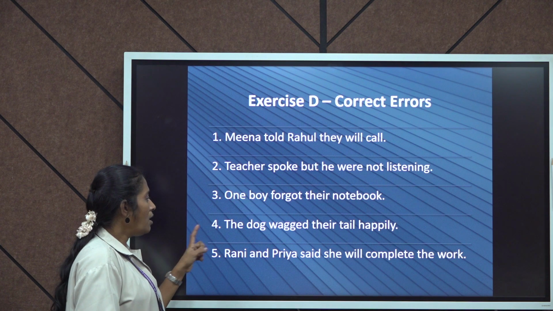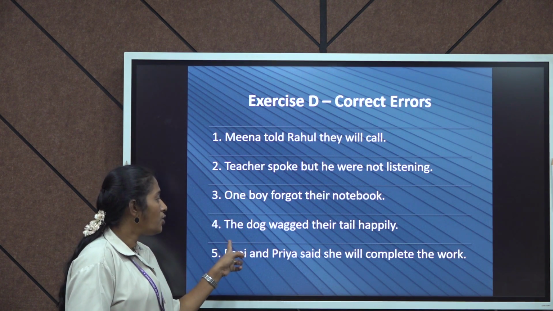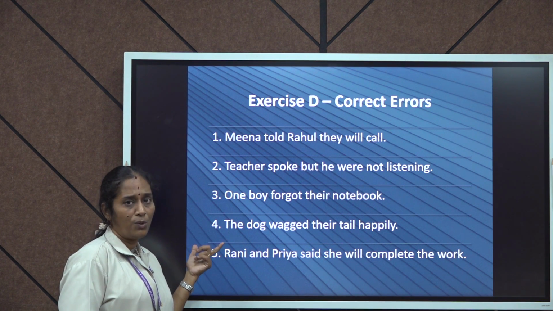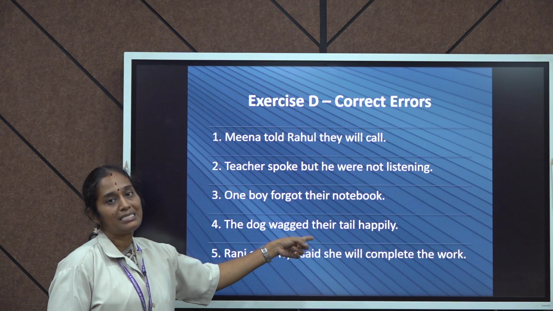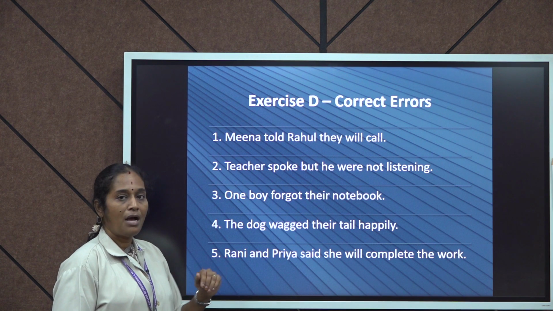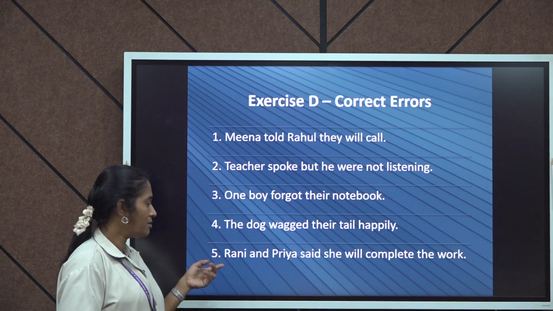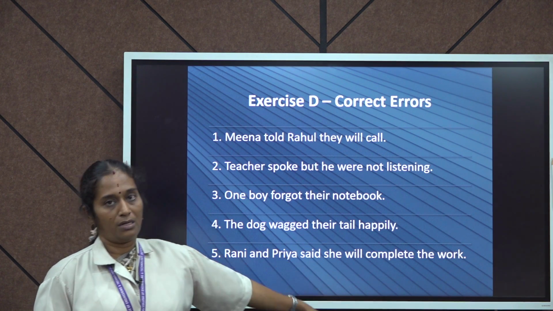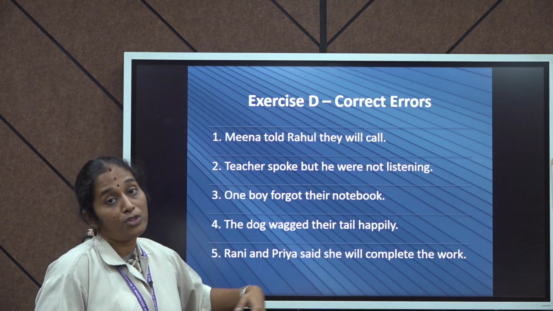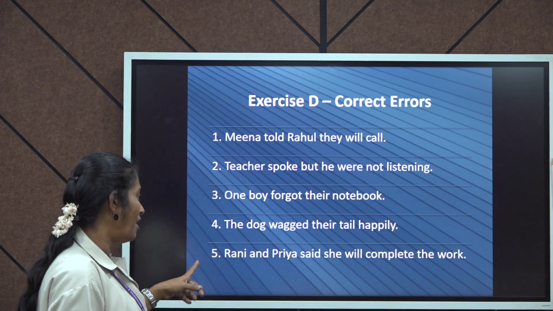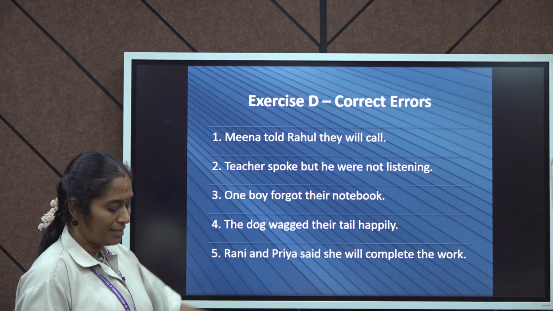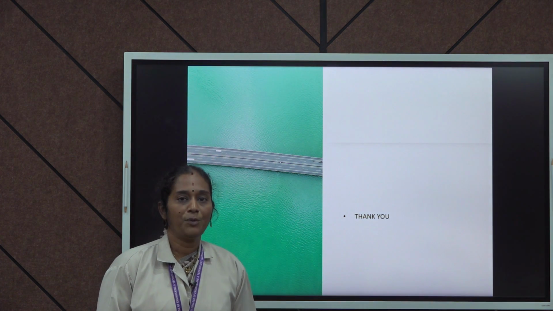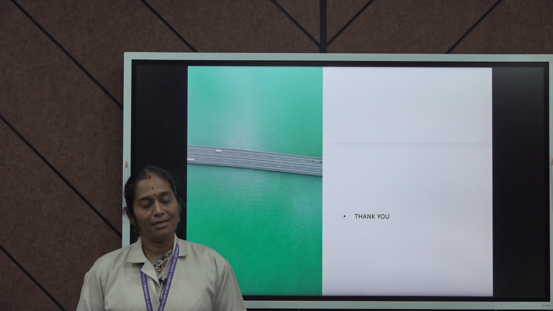And the next one. The dog wagged their tail happily. Here the subject is singular. Definitely we have to use its tail happily. And then the final sample I have given here is Rani and Priya said she will complete the work. Here both of them are going to complete the work. Definitely we have to say they will complete the work. I hope that this topic will help you in order to write flawless English. Thank you so much.